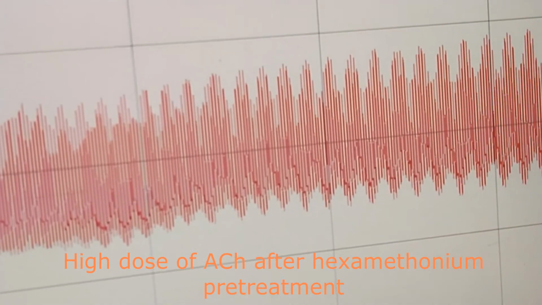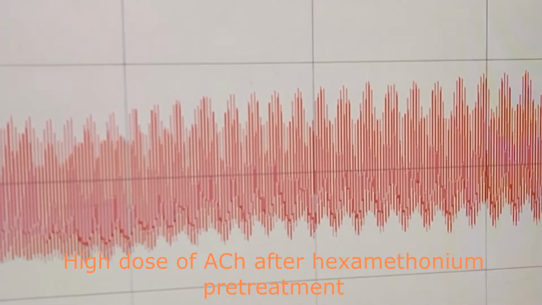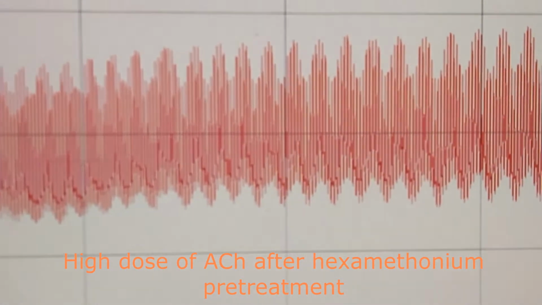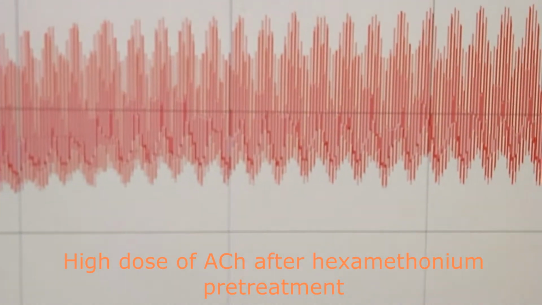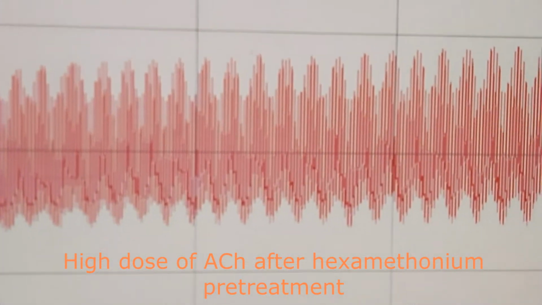So after the injection of 1 mg per kg of acetylcholine, you can see that there are no changes in terms of blood pressure.